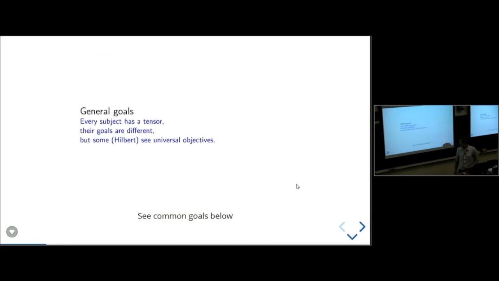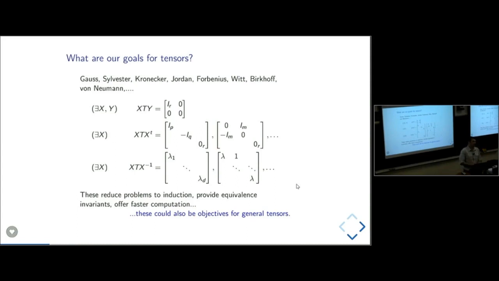Well, what are the goals? You can't summarize everyone's goal from a subject area that's 100 years old, but here are some things that I see emerging. Look at linear algebra as a guide.